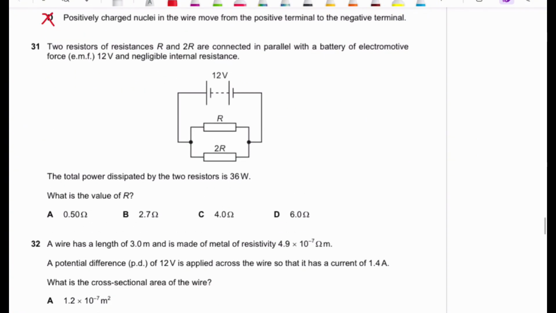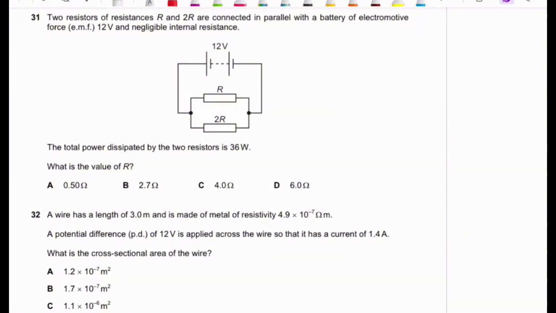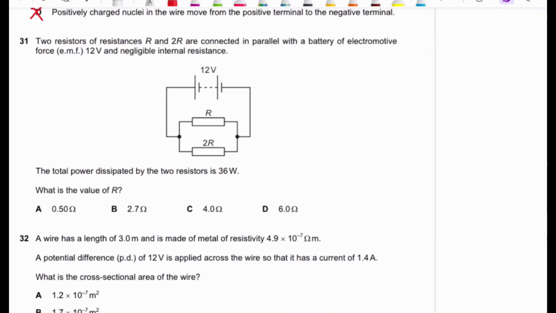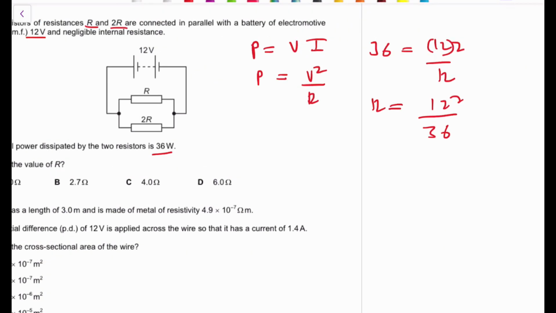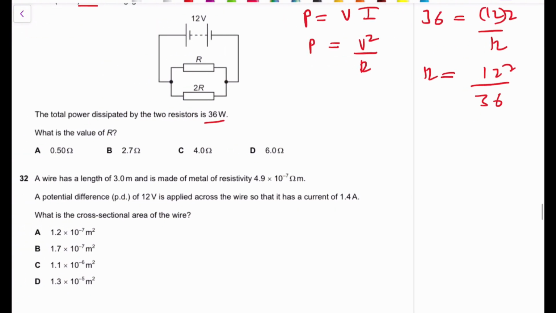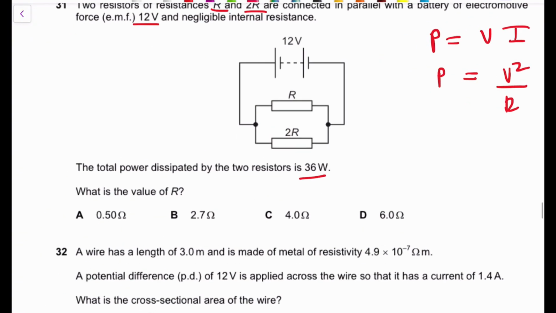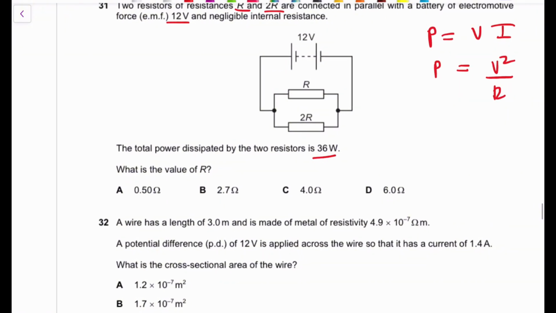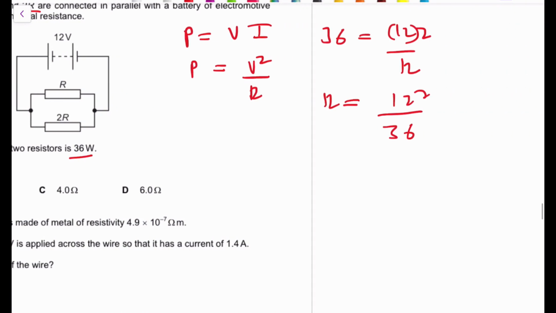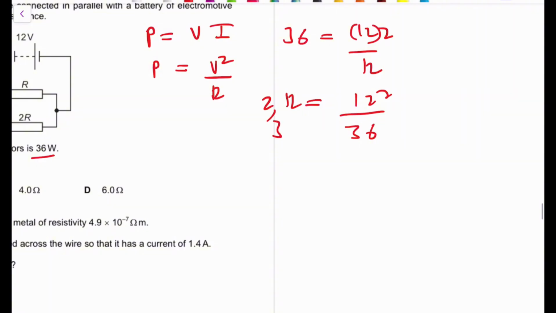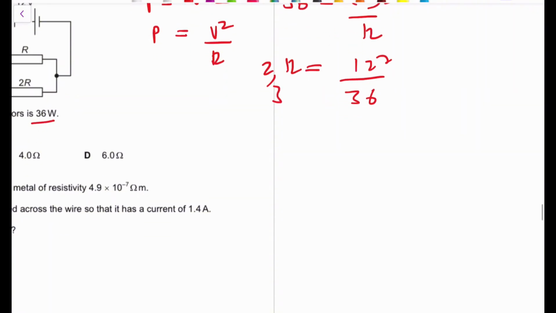Very important. Question 31. We're given two resistors, resistor R and resistor 2R. But this is the total resistance, 12 squared divided by 36. So what do we need to do? The total resistance, R total, will basically be R times 2R divided by R plus 2R, right? So that's going to be 2 over 3 R. That's our total resistance.